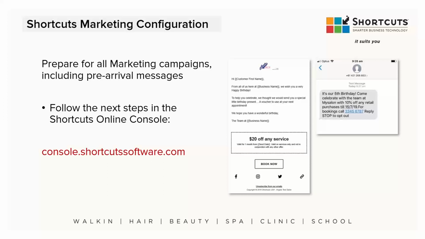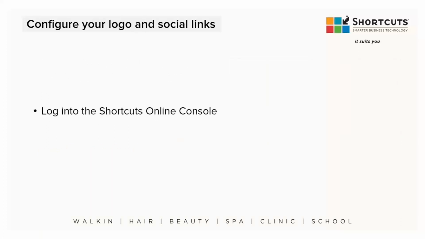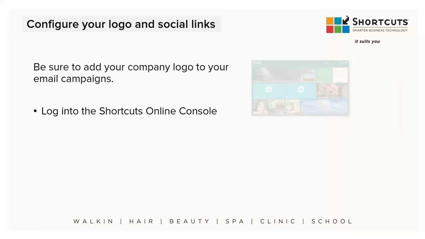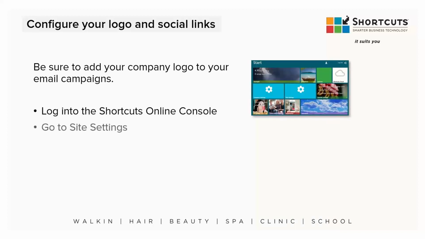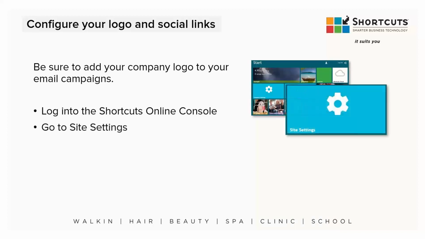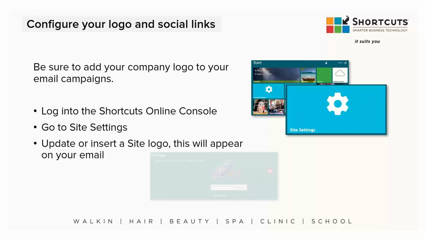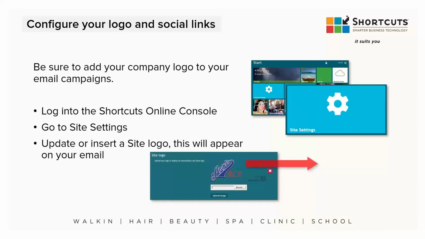So it's console.shortcutsoftware.com. Once you're in the console, you want to configure your icons, your links that are going to appear in your email. So to do that, if you've never done it before, I want you to log into the console, and then you're going to go to Site Settings. In Site Settings, there's a few things you can update. If you have a business logo, or if you've updated your business logo, you want to make sure that there's a copy of it here.